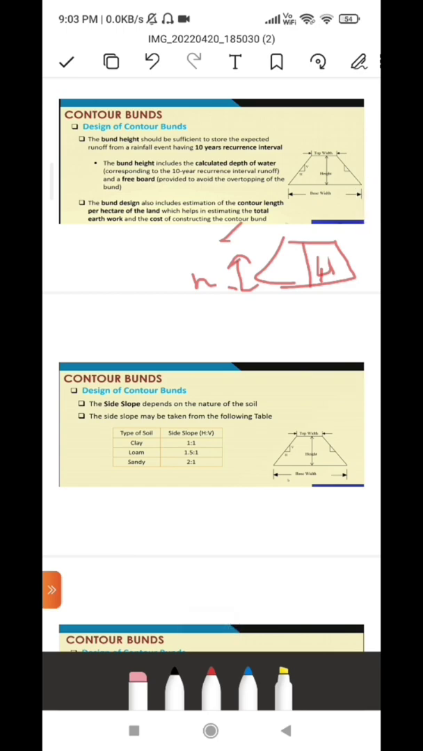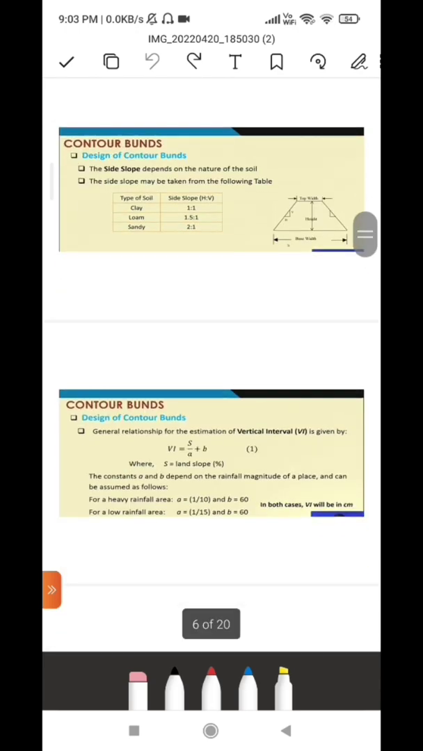The bund design also includes the estimate of contour length per hectare of the land, which helps in estimation of the total earthwork and the cost of the contour bund. This means, of course, the height we just calculated would be required to calculate the earthwork and cost of the contour bunds. Of course, we can also add the area lost due to making of the contour bund, but currently we are just going to talk about the cost that would be incurred in constructing this contour bund. Now, to design the contour bund, we also need to know about the side slope.